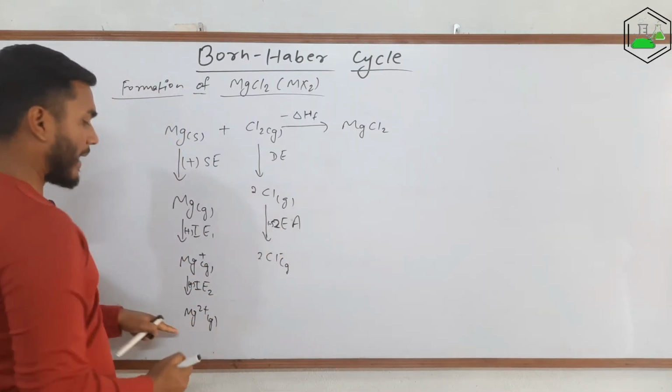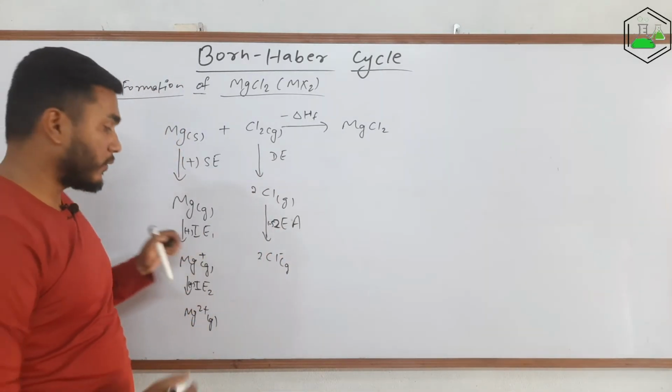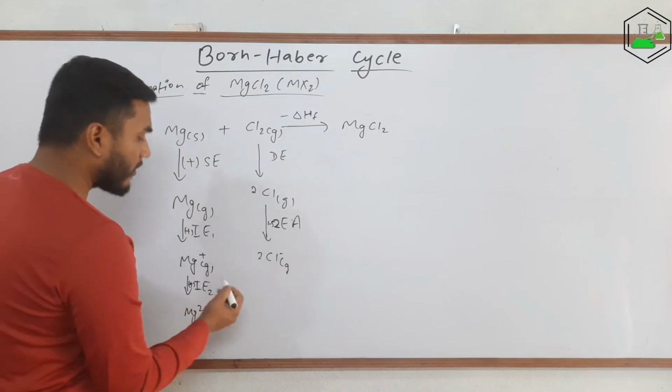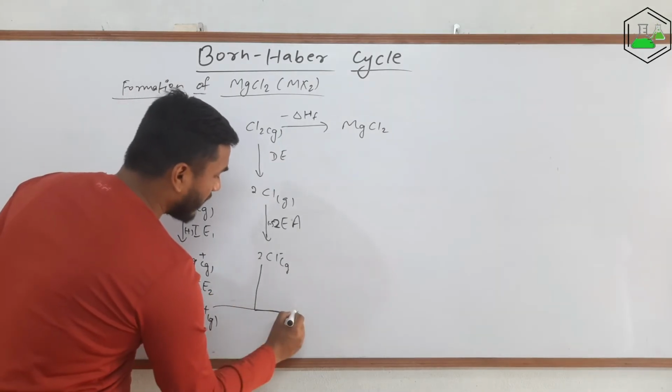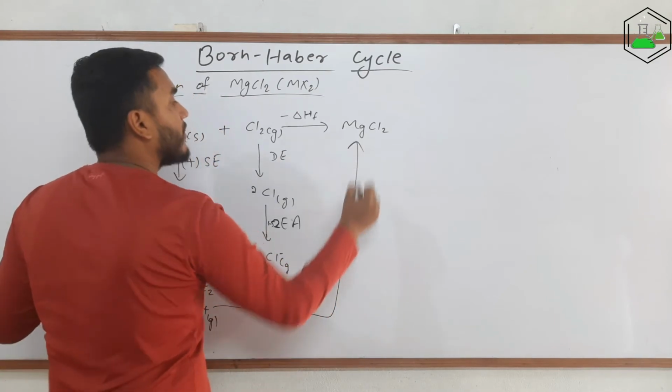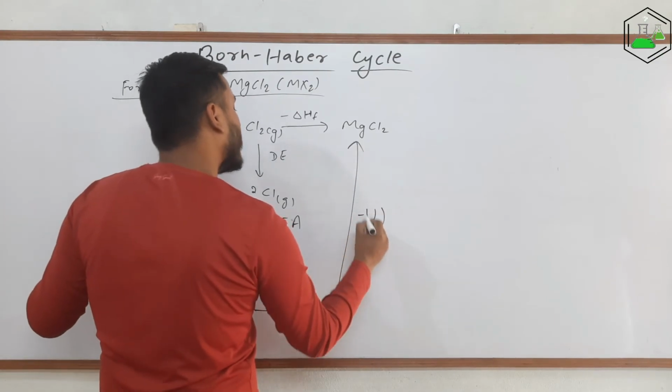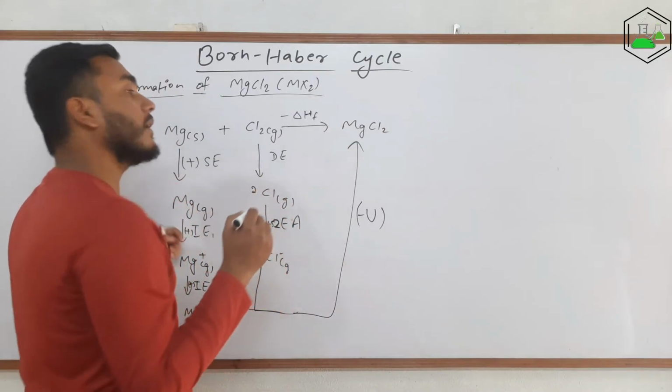Now look here, we have Mg2 plus, we have 2 Cl minus. Now they will finally react to form MgCl2, and some energy will be released over here, that is lattice energy.